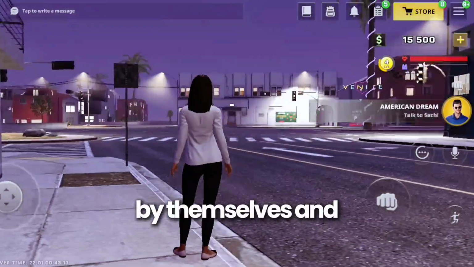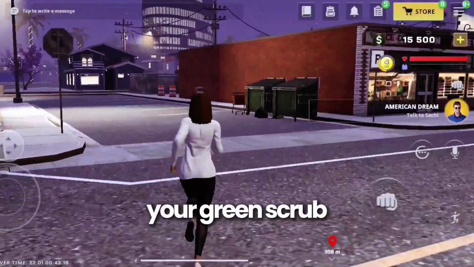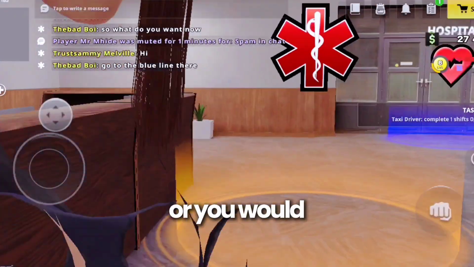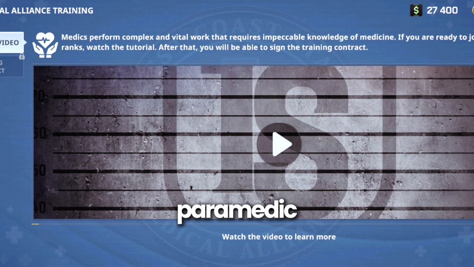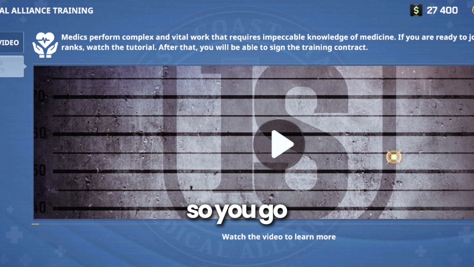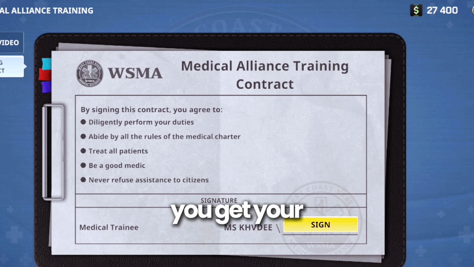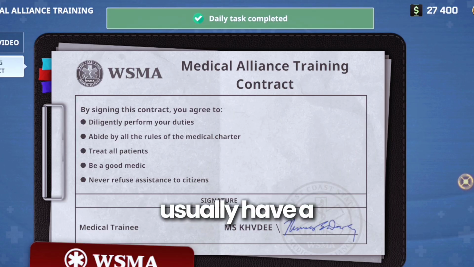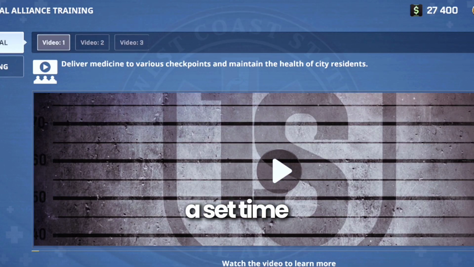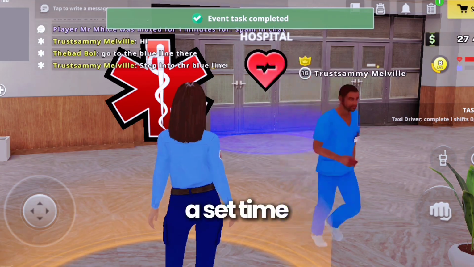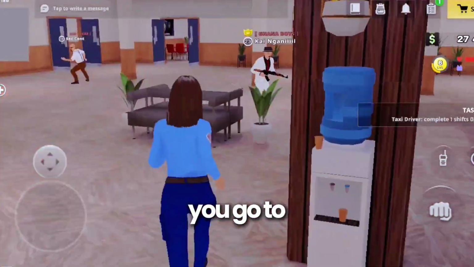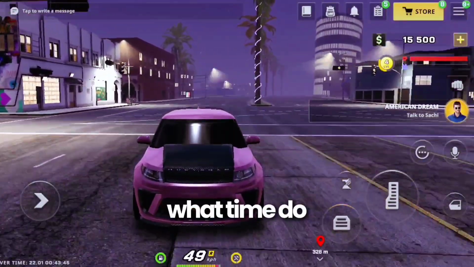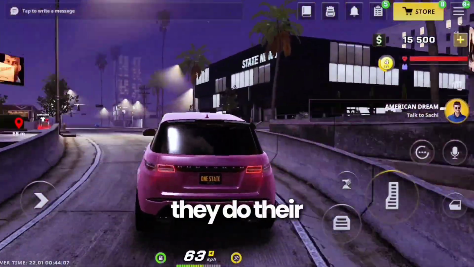They'll train you by themselves and then you get your green scrub, which is the rank 0 scrub, or you would go join a paramedic. I'm going to show you how to do that. So you go join paramedic, and once you join, you just finish your task and you get your green scrub. Now for army and PD, they usually have a set time, so you just have to go to the base or the police station to ask what time they do their interviews.